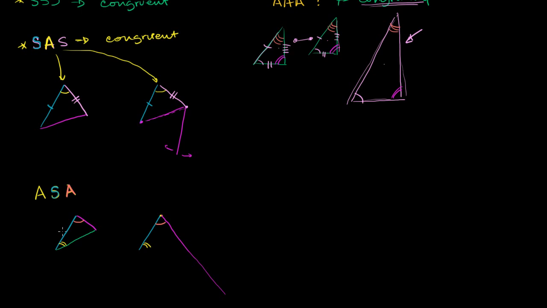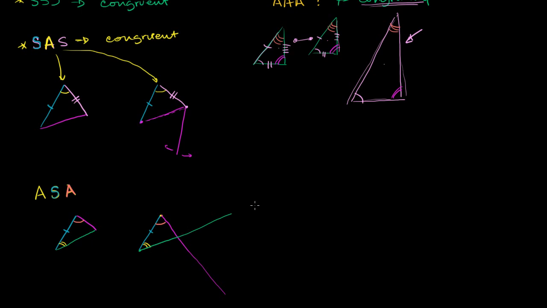And actually, let me mark this off too. So this is the same as this. So that side can be anything. We haven't constrained it at all. And once again, this side could be anything. We haven't constrained it at all, but we know it has to go at this angle. So it has to go at that angle. Well, once again, there's only one triangle that can be formed this way.